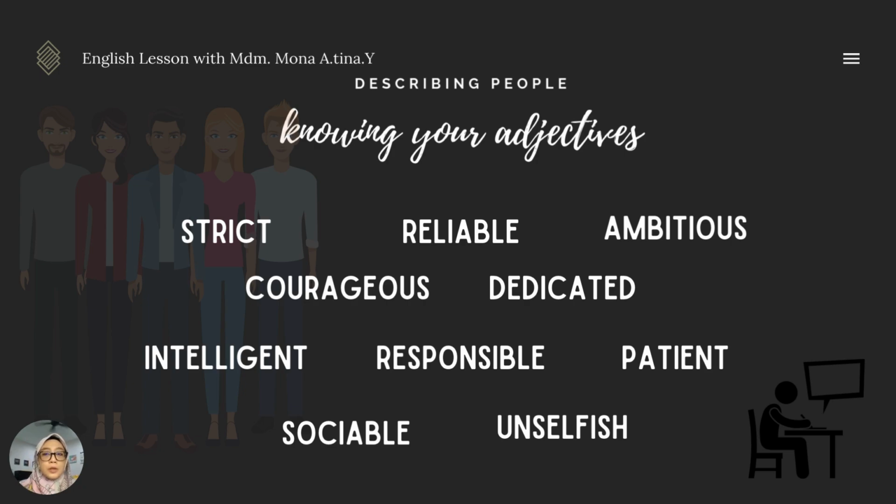Responsible, meaning you are responsible. Bila diberi tanggungjawab, bertanggungjawablah. Bila diberi tanggungjawab, you can do them well. Okay, and then we have patient. Patient here, you can endure, you can withstand anything, you are calm. And then we have sociable, meaning you are amiable, you can mix around with everyone. Unselfish, the prefix "un" here means no or not selfish. Okay, when it is not selfish, you are considerate towards other people, tidak mementingkan diri sendiri.